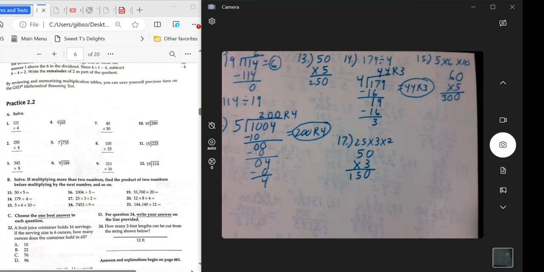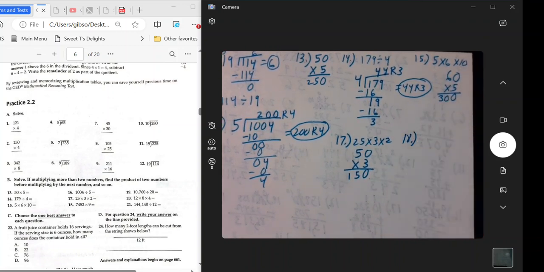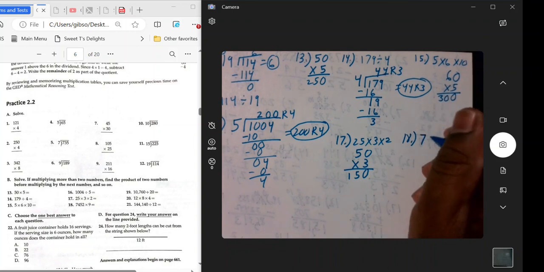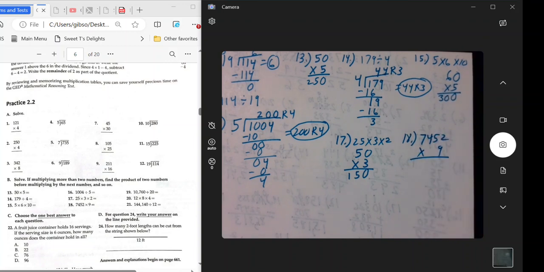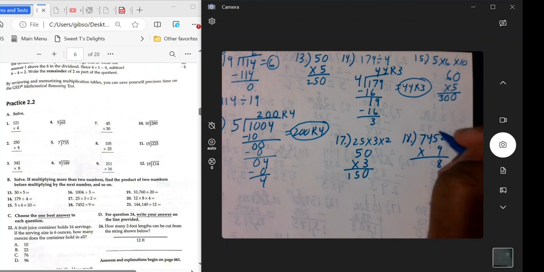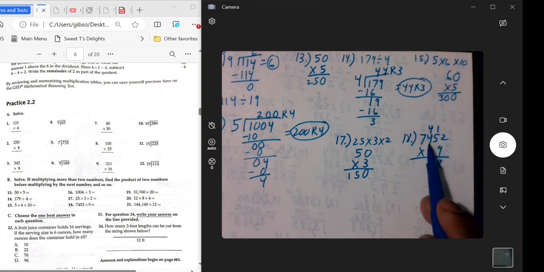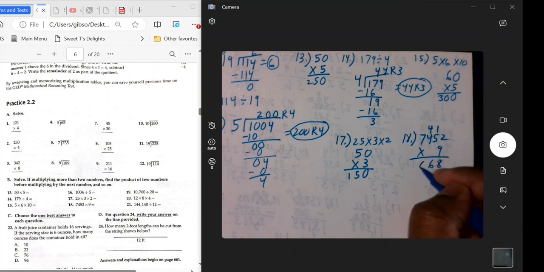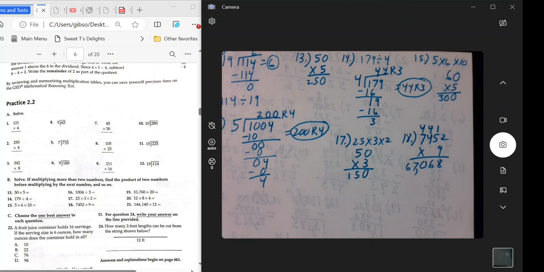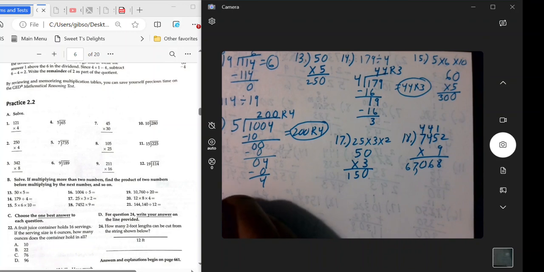Okay, now 18. Now 18, we just multiply. We have 7,452 times 9. Okay, so 9 times 2 is 18. 8 carry a 1. 9 times 5 is 45, plus 1 is 46. So we bring down our 6, carry our 4. 9 times 4 is 36, plus 4 is 40. Bring down your 0, carry your 4. 9 times 7 is 63, plus 4 is 67. So it's 67,068. Okay, now we will go to problem 19.